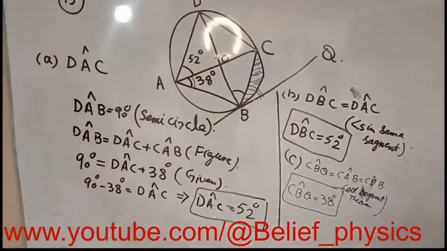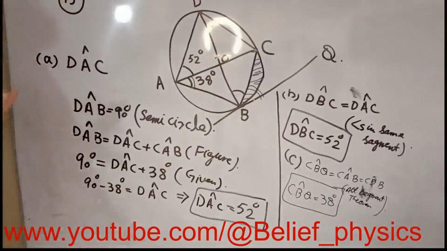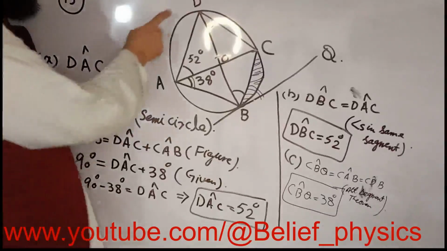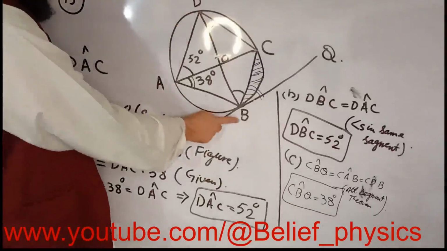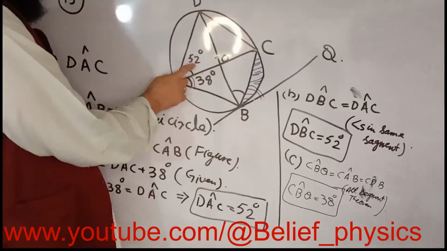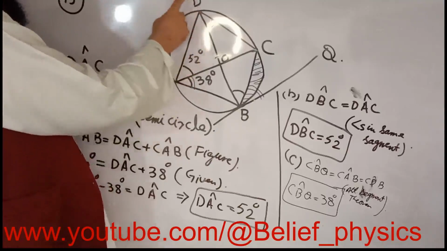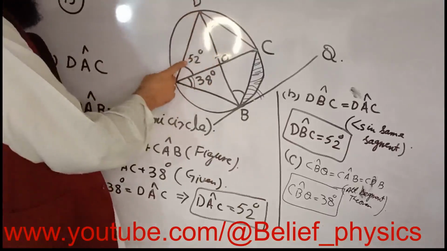CBQ will also be equal to 38 degrees. And this completes our question number 15. So we have used three angle properties. First is the angle inscribed in a semicircle is 90 degrees. This was given 38, so 90 minus 38 comes out 52. Therefore, we got DAB is equal to 52 degrees.